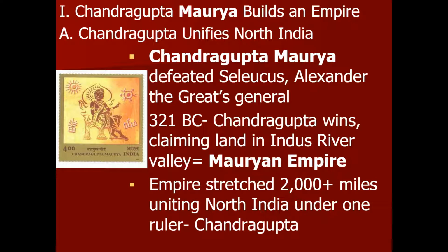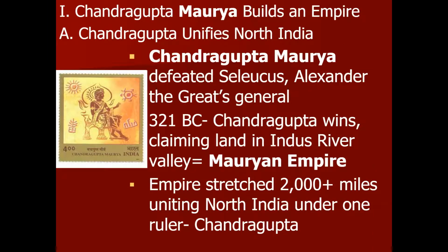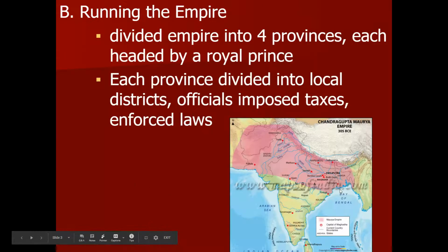This empire stretches for 2,000 plus miles, and it unites northern India under one ruler, and that is Chandragupta Maurya, right? And that's Chandragupta, all one word. You'll see why I'm saying that in a little bit. That's important. Chandragupta, one word.